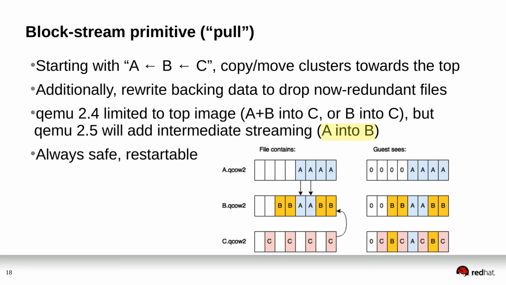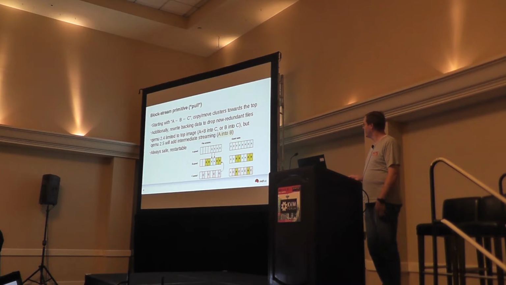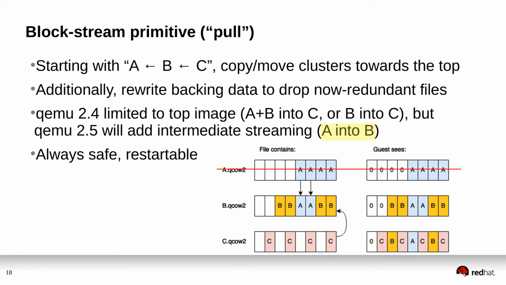QEMU 2.5, Berto's working on patches for intermediate streaming, which says shorten our chain but keep our active layer the same. So here we're going to copy the clusters from image A into B if B doesn't have them. So 2 clusters later, and B sees the same contents, but now we can throw away file A.